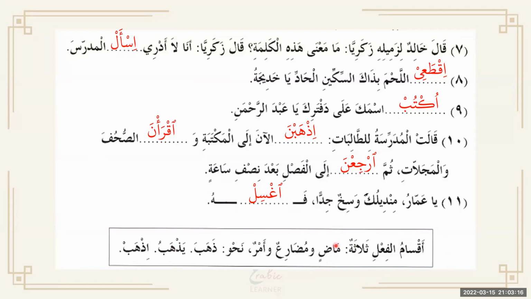So there are two ways to write. You can say madin also, or you can say madiyun also. There are two ways to write fi'l madi. You can say madi and put ya and then two dhamma over it, madiyun, or you can say madin simply. So it's madin wa mudari'un wa amrun. There are three types of fi'l: madin, mudari' and amr.